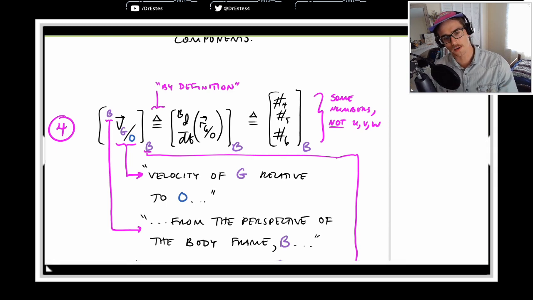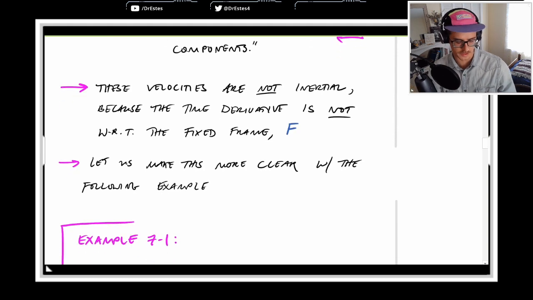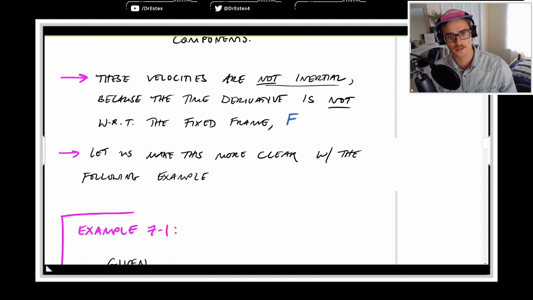But probably the most important thing to take away from this is which frame the time derivative is taken with respect to. And if that time derivative is taken with respect to the fixed frame F, we call it an inertial velocity. But you can express that inertial velocity in F or B frame components. And I think it's one of the trickiest things about kinematics, just to wrap your mind around. So we're going to do an example. Okay, so like I said, these last two cases, those were not inertial velocities.